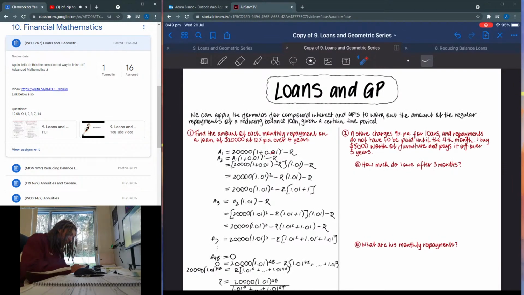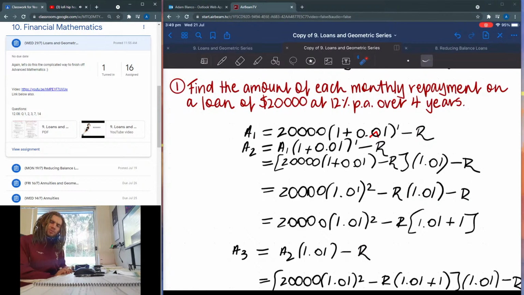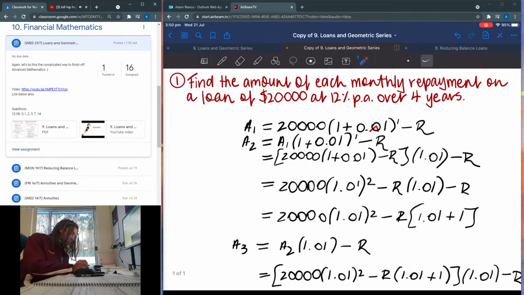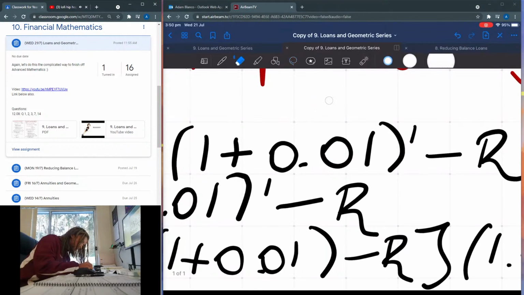But in this case, we're trying something different and we're using the mathematics. I'm told that over 4 years, that's my loan, and I want to know what the monthly repayment is, given that that's my loan and that's my interest rate. Now the interest rate was per annum, so I changed that to months.